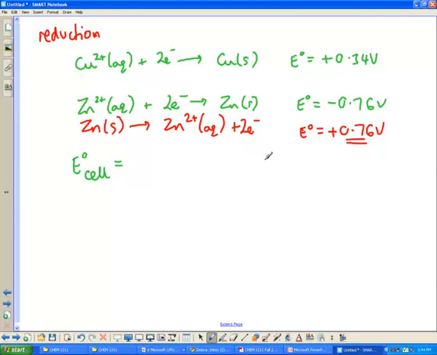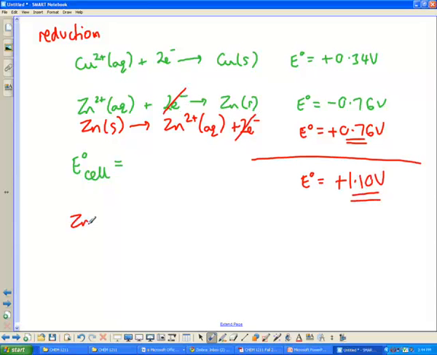Now, I add these two together, my electrons cancel out, I get my overall redox reaction, but more importantly, I add together the reduction potentials to give me, in this case, positive 1.10 volts. And if we just think about this, we cancel that out, and so the overall, oh, I'm sorry, I shouldn't have canceled that out, I should have canceled that out, because we have got rid of this one because we flipped it.